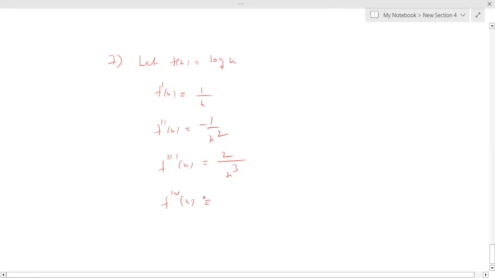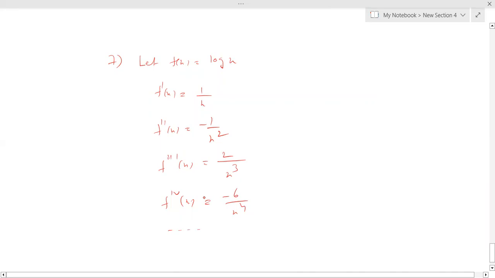Last problem, seventh, I think. Let f of x equal log x. What about f dash x? 1 by x. f double dash x is minus 1 by x square. f triple dash of x is 2 by x cube. f fourth derivative of x is minus 6 by x power 4, and so on.